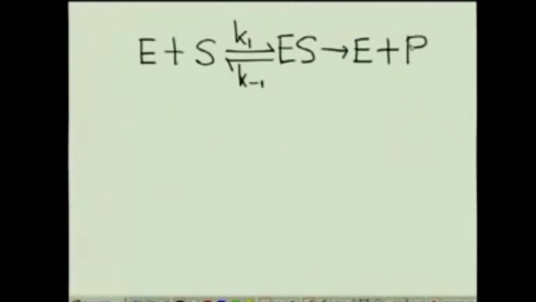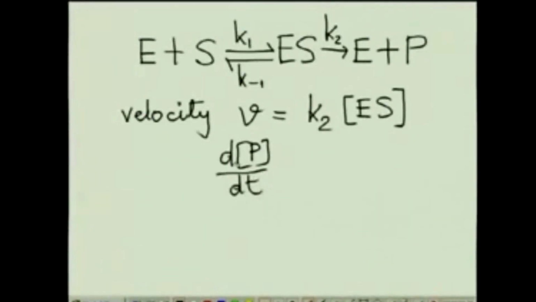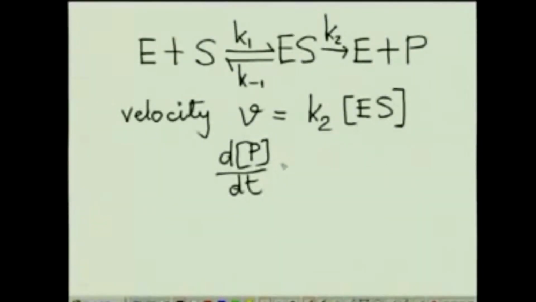Now, I am going to define a velocity for the reaction. What is this velocity? It is going to be V. This is going to be K2. The velocity of the reaction is going to be the rate at which the products are formed. So, it is going to be equal to K2 ES. What is the rate at which products are formed? It is dP dt, right? dP dt is the rate at which products are formed.